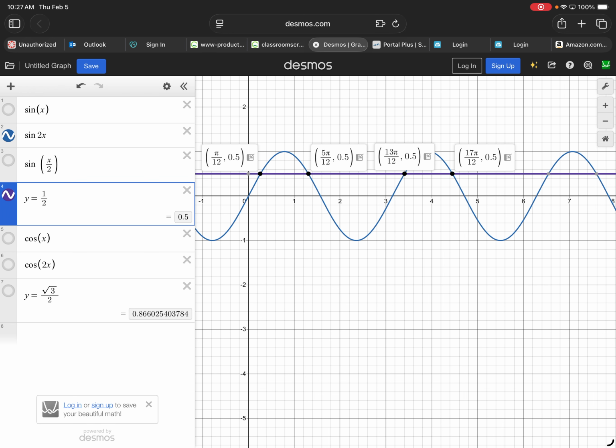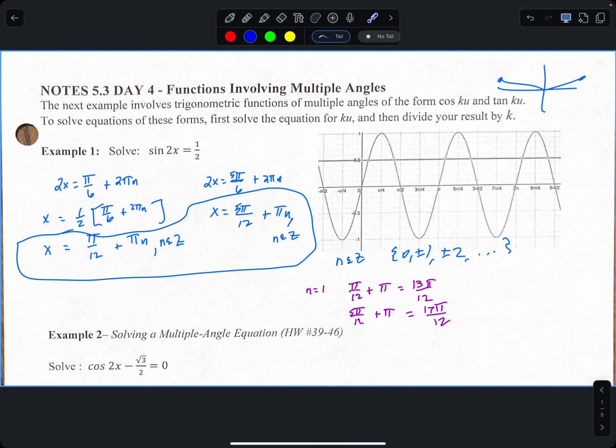they didn't ask for solutions from 0 to 2 pi, so they want all solutions, and these will generate all solutions, both to the right and to the left. We can let n be negative 100, and you're going to get another place where you get 1/2. Yes. How did you get 2x equals pi 6 and 2x equals 5 pi 6?